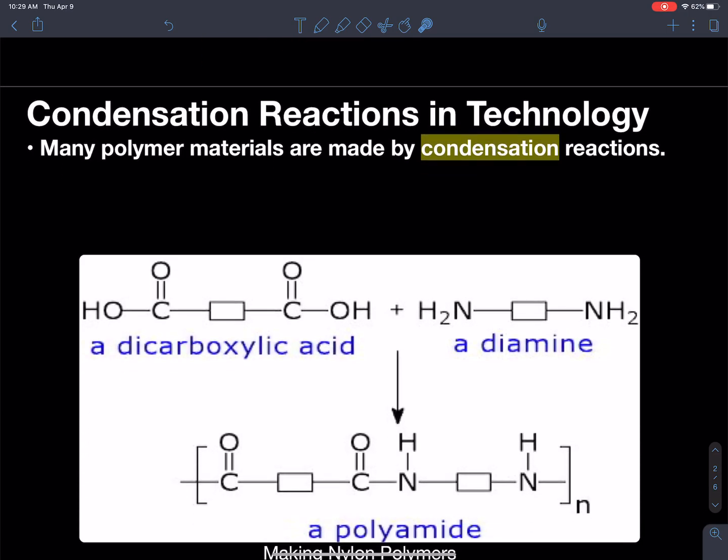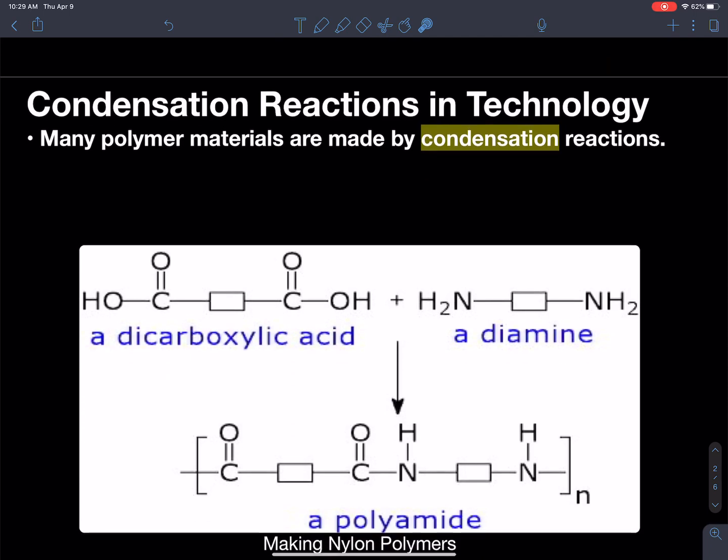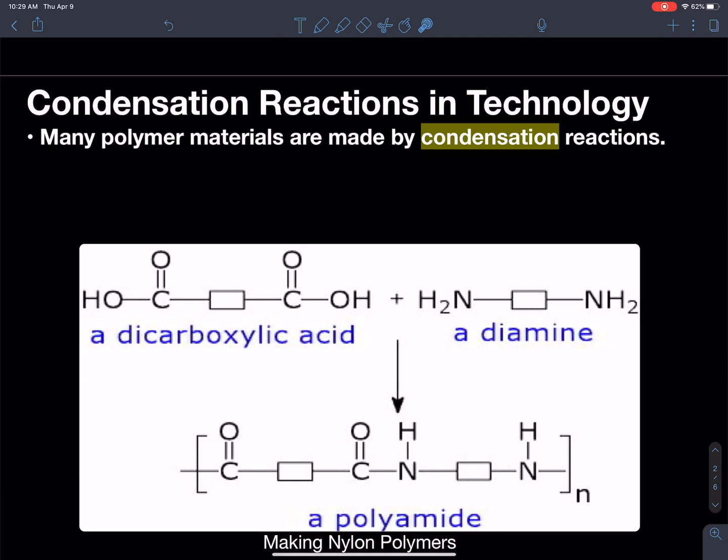All right, so how are condensation reactions used in technology? Other than biology, we actually use condensation reactions to make all the nasty plastics that are floating around. Condensation reactions have been really important in technology to make plastic type polymers. And I'm going to present to you a few different polymers that we make out of them. Many polymer materials are made from condensation reactions.